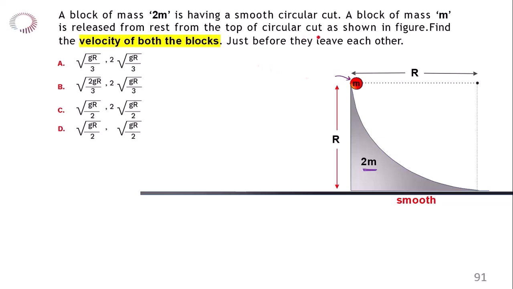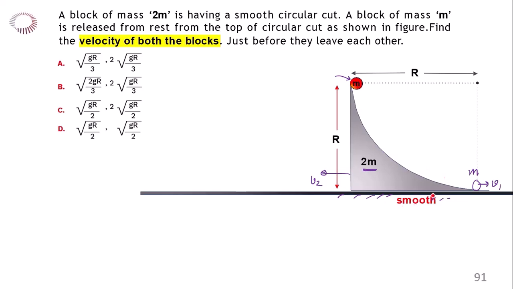From the top of the circular cut as shown in the figure, find the velocity of both the blocks once they are just leaving each other. That means after some point of time, the small m comes over here. Let us say the small m is moving in this direction with velocity v1, and at that point of time, the 2m is moving in the opposite direction with velocity v2. Because this is resting on the smooth floor, so no friction is acting over here.